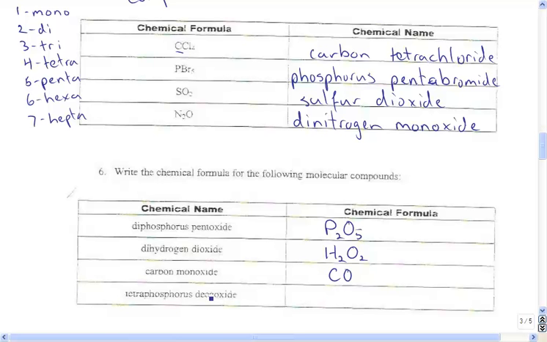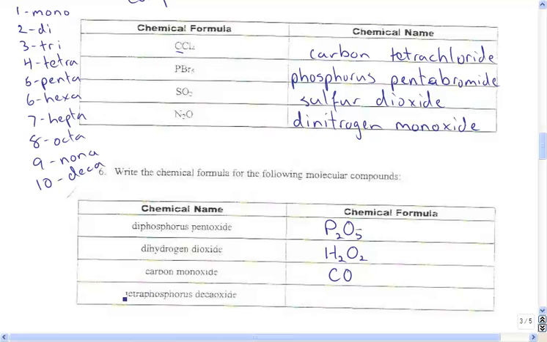Tetraphosphorus deca, deca I forgot is 10. Let's go back, we'll get this. 8 is octa, or octo. 9 is nona, or nono. If you're Italian, it looks familiar a little bit. And 10 would be deca. Yeah, we won't go into 11 or 12 on deca and dodeca.